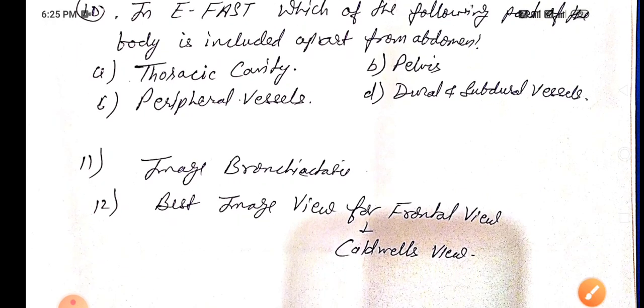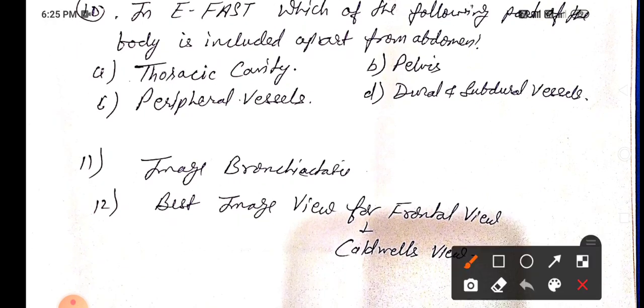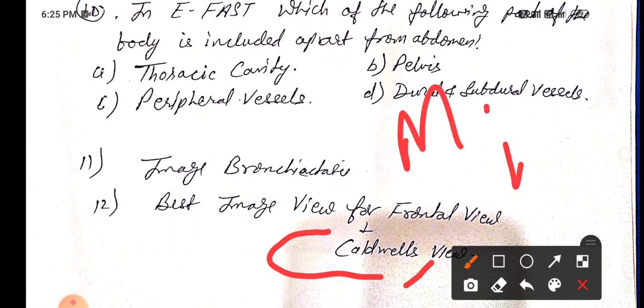And in question 12 they ask the best view for frontal sinus. I already explained in my PNS lecture, that is Caldwell's view. For maxillary sinus, the best view is Waters view. Reverse the M, it looks like W. So this is Waters view, and for frontal sinus the best view is Caldwell's view.